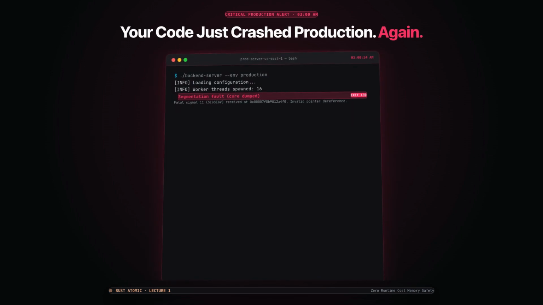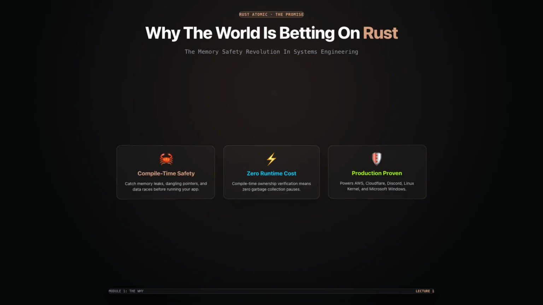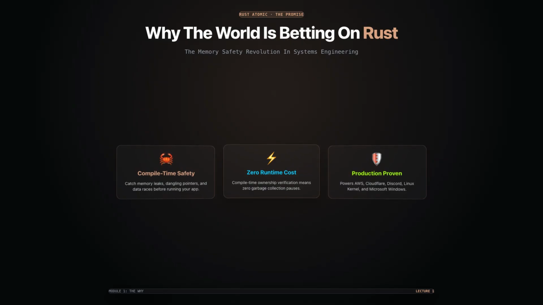Your code just crashed production at 3 a.m. Again, the same memory bug. But what if your compiler could prevent that crash before you even ran the program? In this video, you'll understand why Rust exists and why the world's biggest companies are betting their infrastructure on it. Let me show you. Here's the problem.